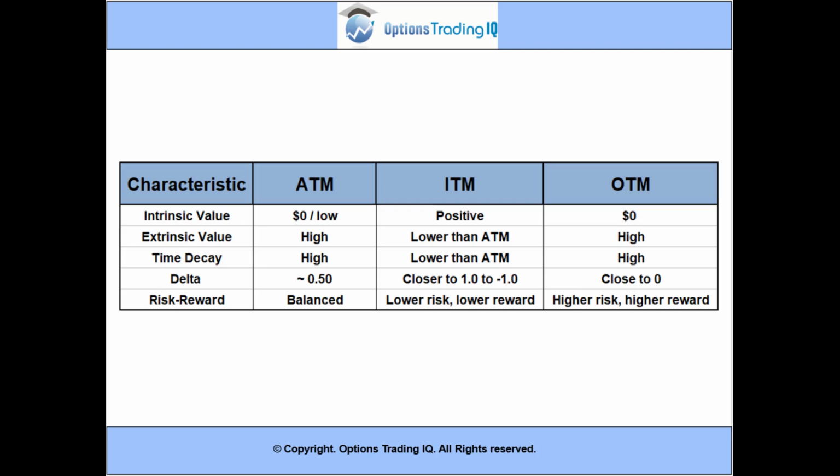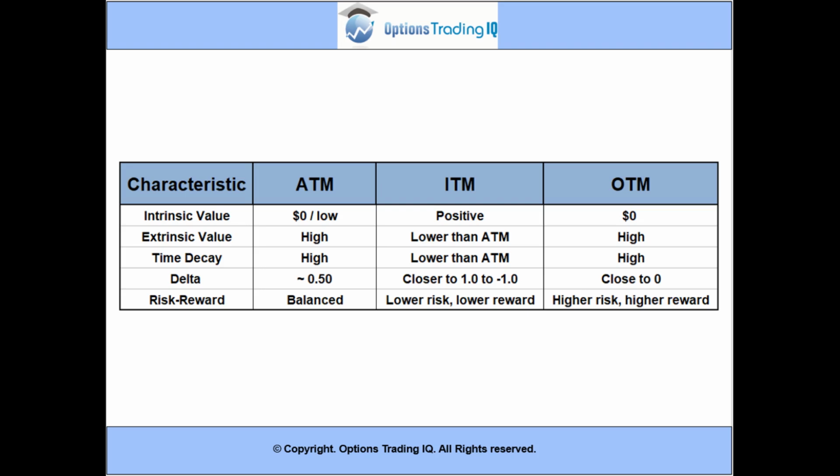In the money options have positive or quite a lot of intrinsic value. They have very little extrinsic value or time value, which means they also have low time decay. The delta is going to be closer to 1 for calls or -1 for puts. And they're lower risk, lower reward. You actually have to pay more for in the money options, but they do move a little bit slower and they suffer from less time decay as well.